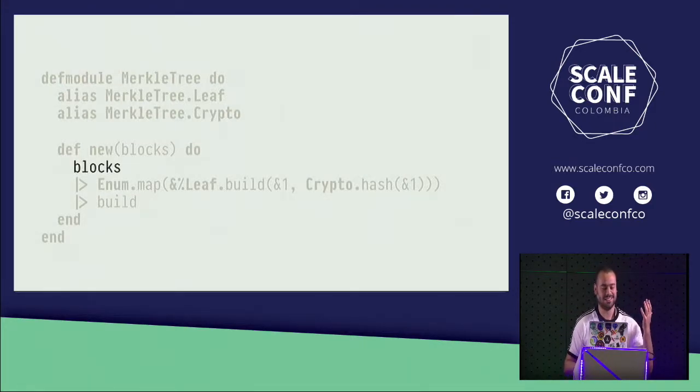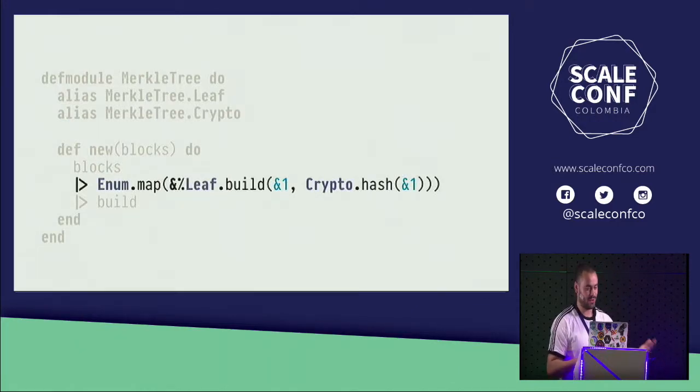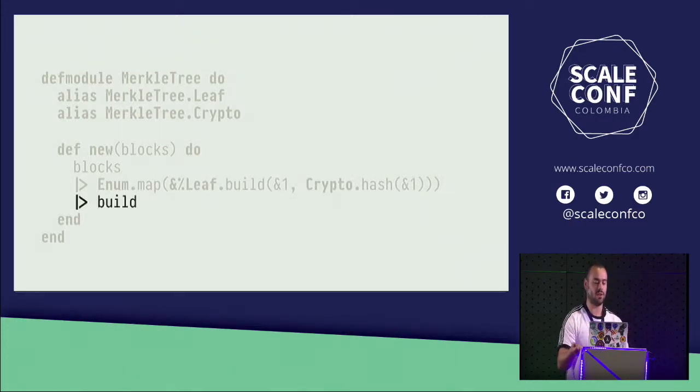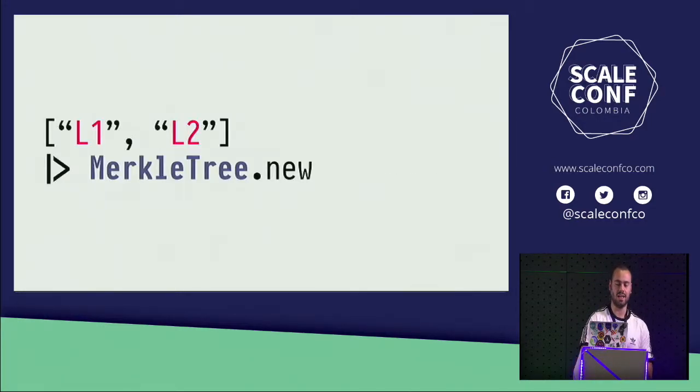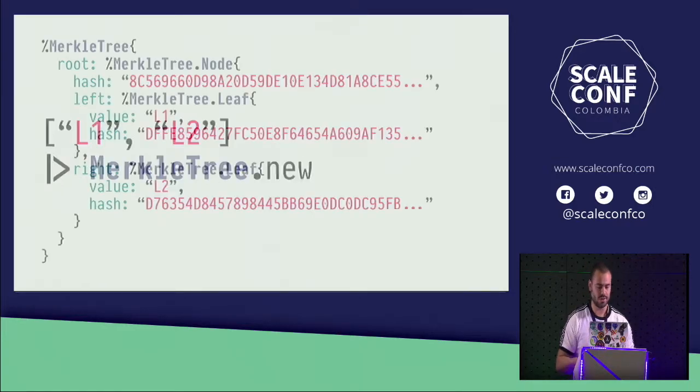We have a list of blocks, and for each block, we'll apply the hash function and create a leaf, and we'll call the build function that will process this recursively. So again, back to the beginning. If we call the Merkle tree.new function with this kind of input of L1 and L2, it will lead us to this.